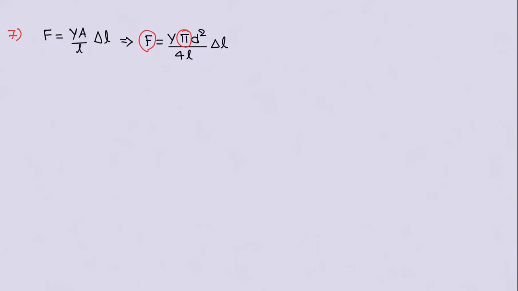Wires having uniform circular cross section. That's fine. Both are given as steel wires, so Y is the same and obviously the same. What they want is the ratio of elongation. That implies delta L is directly proportional to L by D square. This is the proportionality.